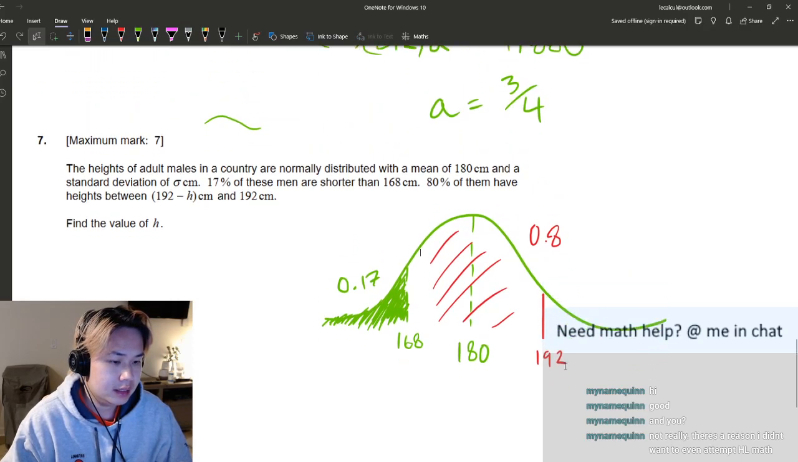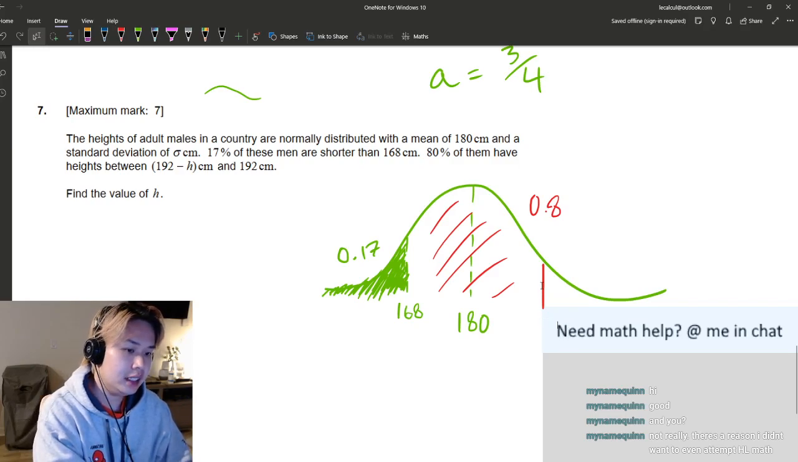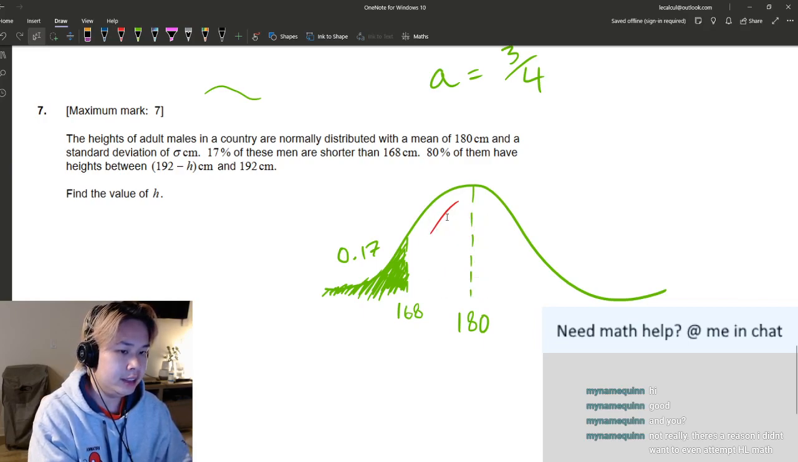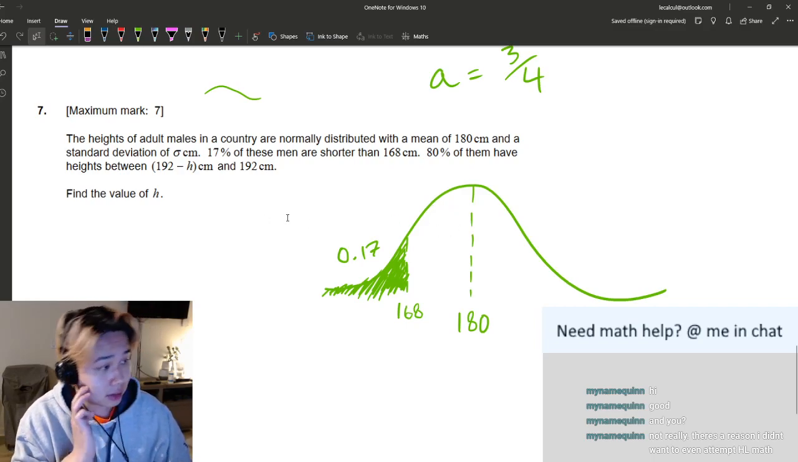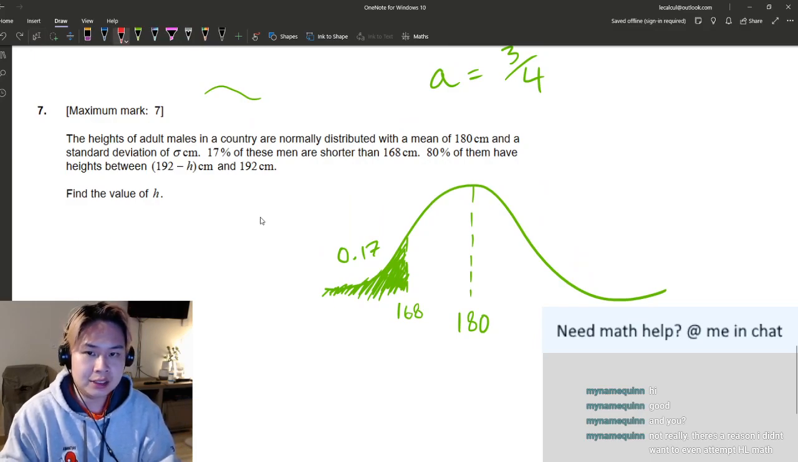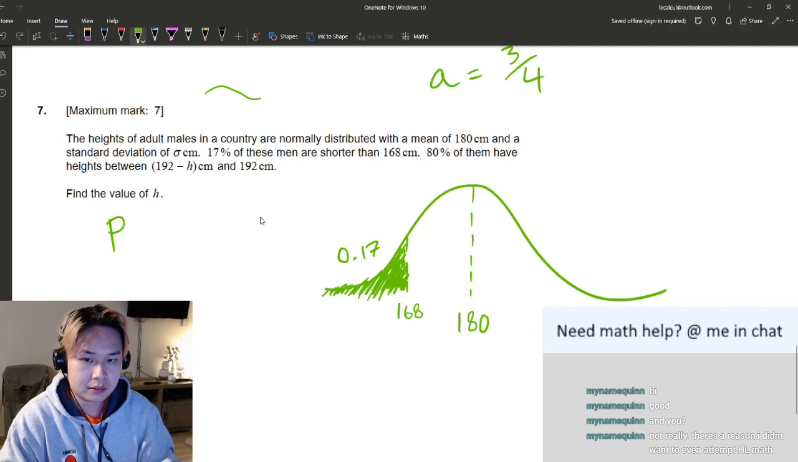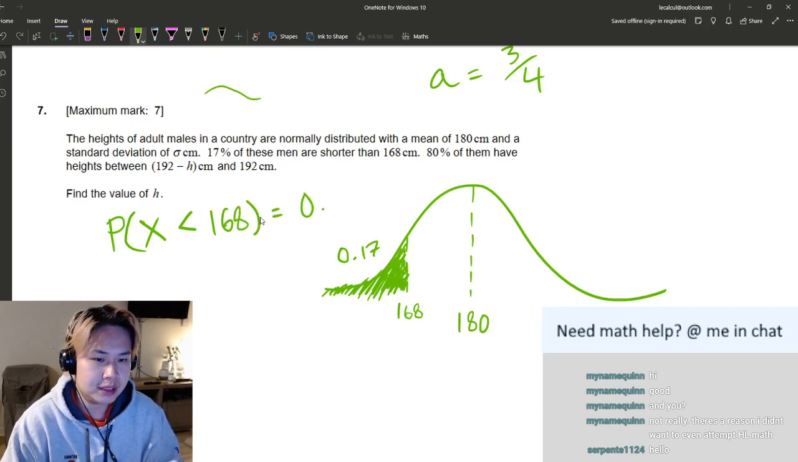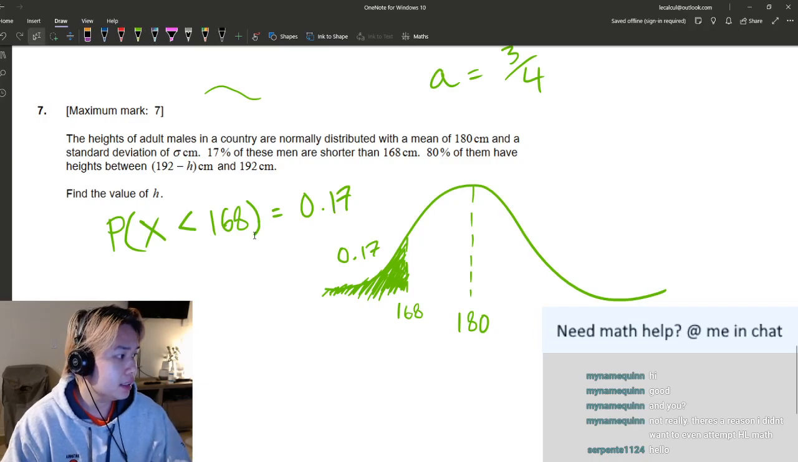Okay. So I'm not entirely sure how to approach this, but I don't know my standard deviation, and I feel like you do need to find it. So whenever you don't have it and you need to find it, we are going to need to do some standardizing. Now, luckily, I know that the probability of a person being less than 168 is 0.17.